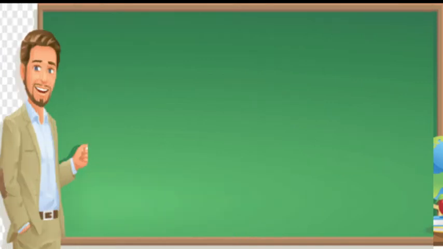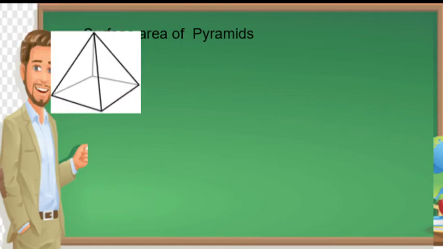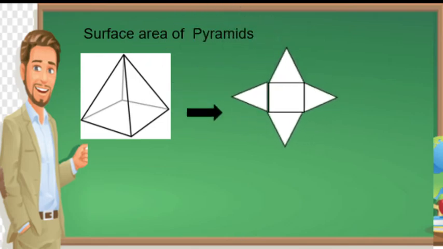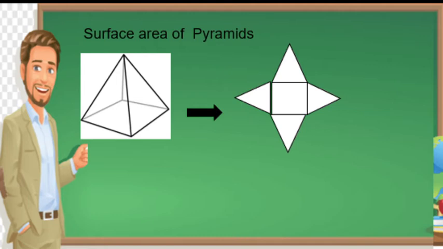Okay, so this time is the surface area of the pyramid. Okay, take a look at this square pyramid. Now, if you're going to take the nets of this square pyramid, this will become like this. Okay, so there are 5 faces. Okay, and we call this the lateral area.